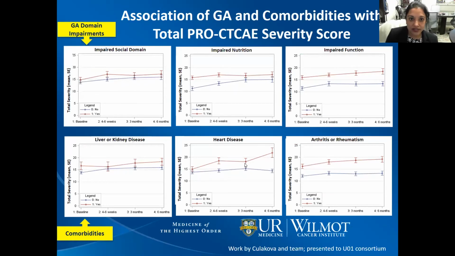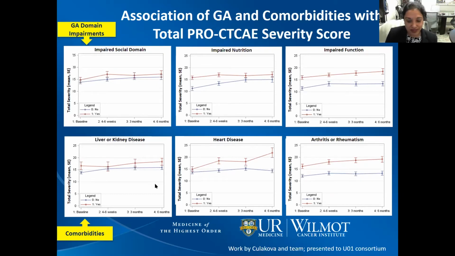Moving to AIM-1, we wanted to evaluate, as a reminder to the audience, the relationship between aging-related conditions and comorbidities with symptomatic burden, severity, as measured by PRO-CTCAE. And we looked at individual geriatric assessment domains and individual comorbidities. So here at the top, we looked at patients who had impaired social support, impaired nutrition, and impaired function. And you can see that there's differential effects on symptomatic burden based on specific underlying aging-related conditions in this population, having nutritional impairments and functional impairments leading to worse severity scores over time.